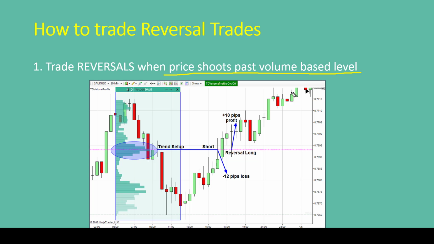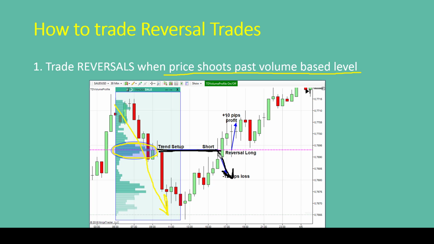But let's get back to this example. Let's get back to the reversal trades. The first kind of reversal trades is when price shoots past volume-based level. In the picture, you can see a trend setup, you can see a trend right there, volume cluster within the trend. This is setup number 2 from my volume-based trading setups. And usually this level works as a resistance zone. So in this case, I expect a reaction like this.